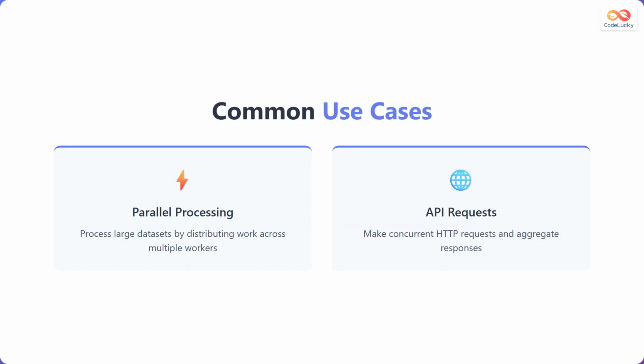The fan-in and fan-out patterns are useful in a variety of scenarios. One common use case is parallel processing, where you can process large data sets by distributing the workload across multiple workers. Another use case is for making multiple API requests concurrently and aggregating the responses. These patterns help to improve the performance and efficiency of your Go applications when dealing with concurrent tasks.